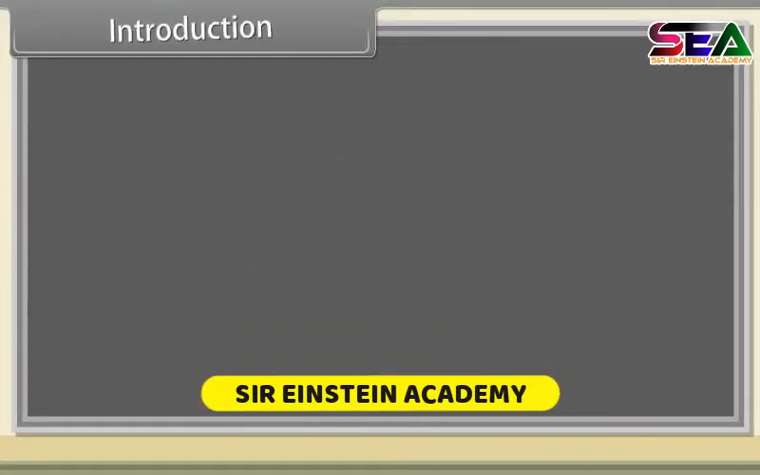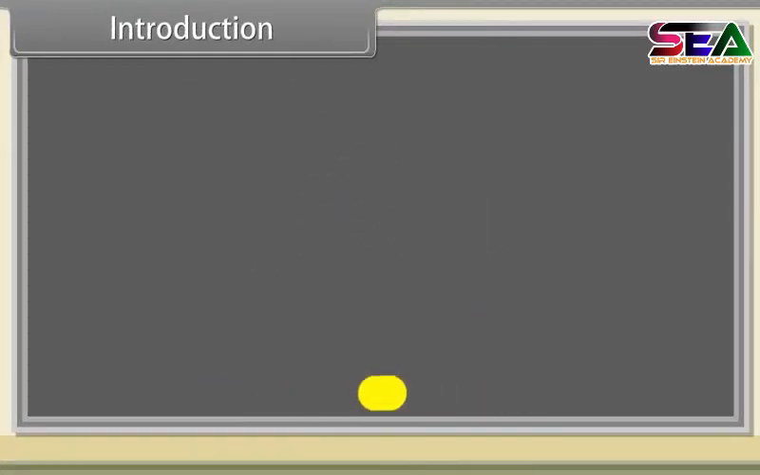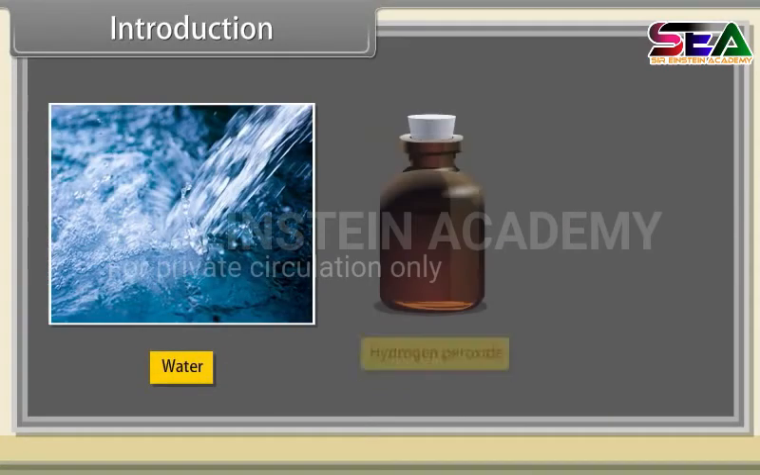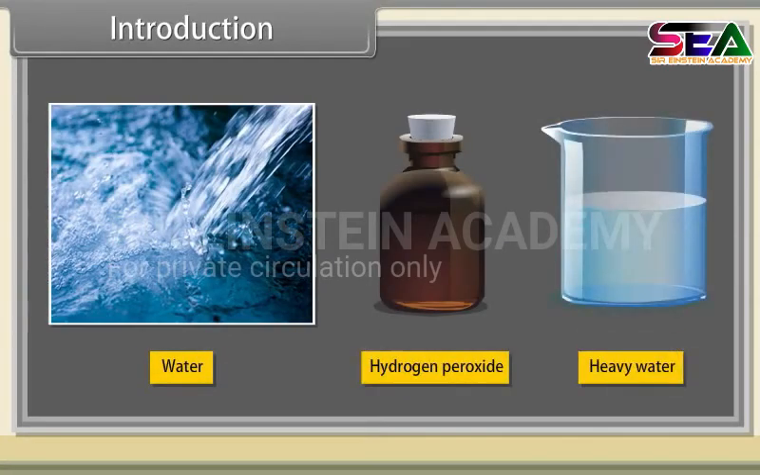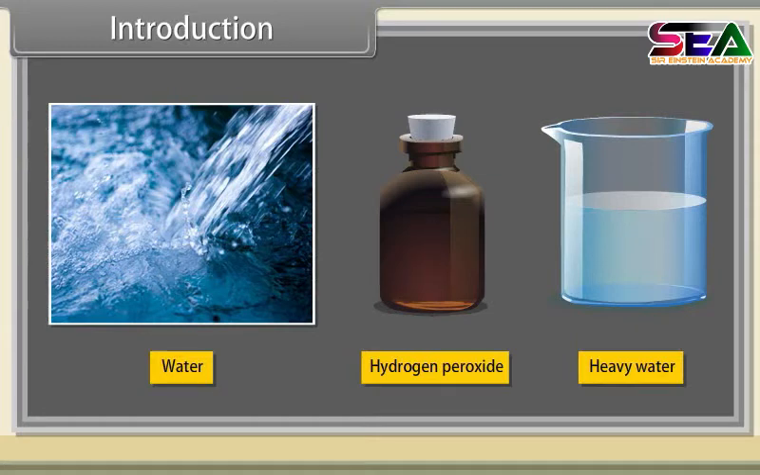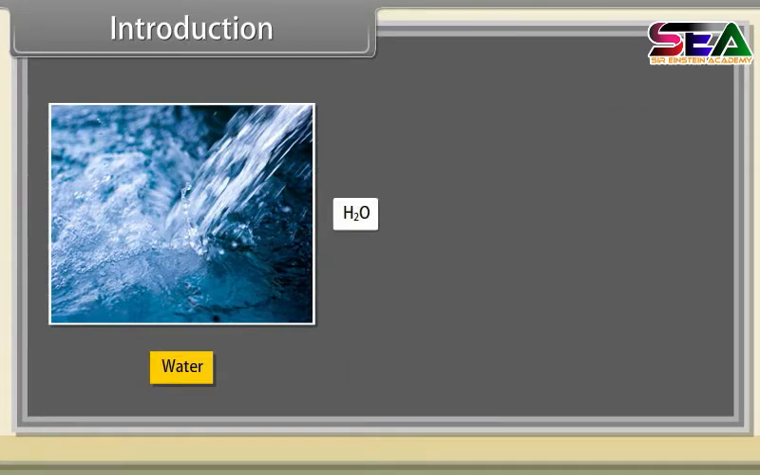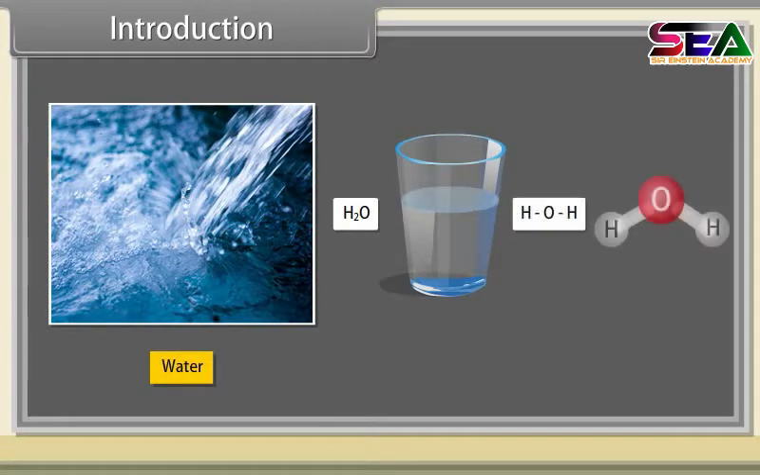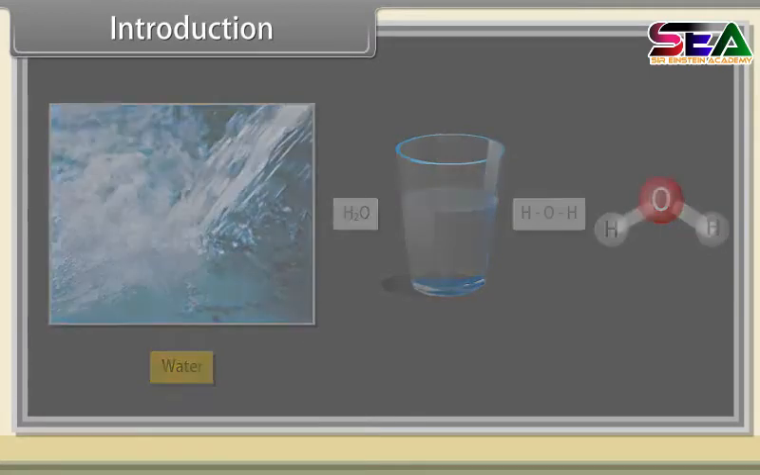Introduction. Hey kids, today we will learn water, hydrogen peroxide and heavy water. Water is a chemical substance and its chemical formula is H₂O. It is a colorless and transparent liquid. It contains one oxygen atom and two hydrogen atoms.